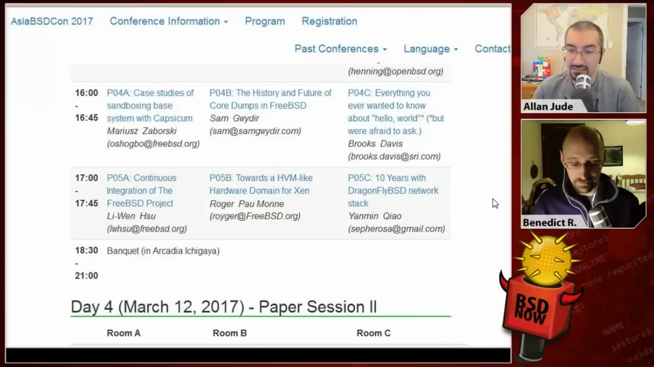Then Mariusz Zaborski gave a talk about case studies of sandboxing the base system with Capsicum, talking about how the small group of people working on Capsicum have gone through and capsicumized a number of applications in the base system, and what we learned from doing so, about how to make it easier and how to design future apps to be more sandboxable and so on. So that one's very good.